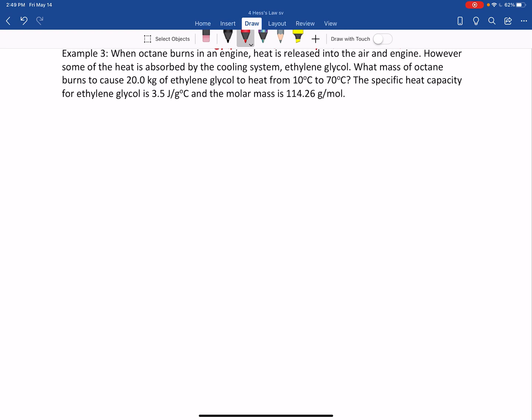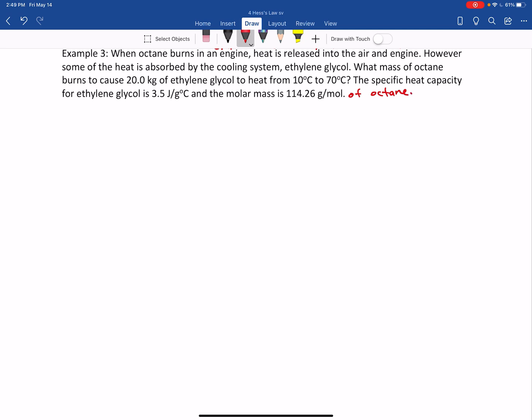When octane burns in an engine, heat is released into the air and the engine. However, some of the heat is absorbed by the cooling system, ethylene glycol. What mass of octane burns to cause 20 kilograms to heat from 10 to 70 degrees Celsius, given the specific heat capacity? And the molar mass of octane, we'll just add in here.